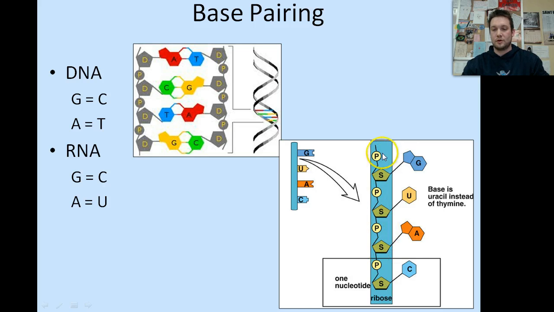You'll see we have our sugar phosphate backbone. Here they use S for sugar, but it's talking about the sugar ribose. And then you'll notice they have little bases attached to them. You'll also notice that this is just a single strand, where the DNA is a double strand.